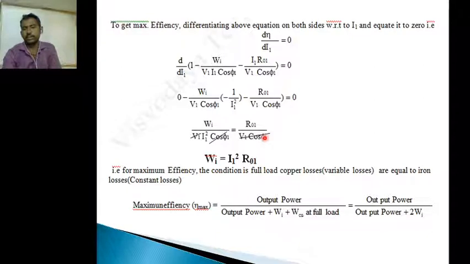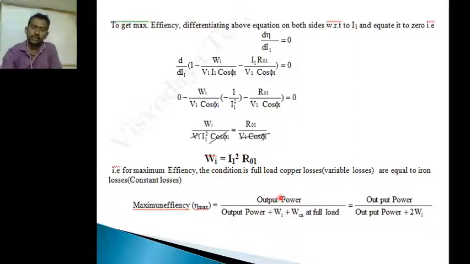Why I mention copper losses: if you have x square, then that is at any load. So if x equals 1, that is the full load copper losses. So for maximum efficiency, the condition is that full load copper losses are equal to the full load iron losses. Then what is the maximum efficiency if you substitute this condition?